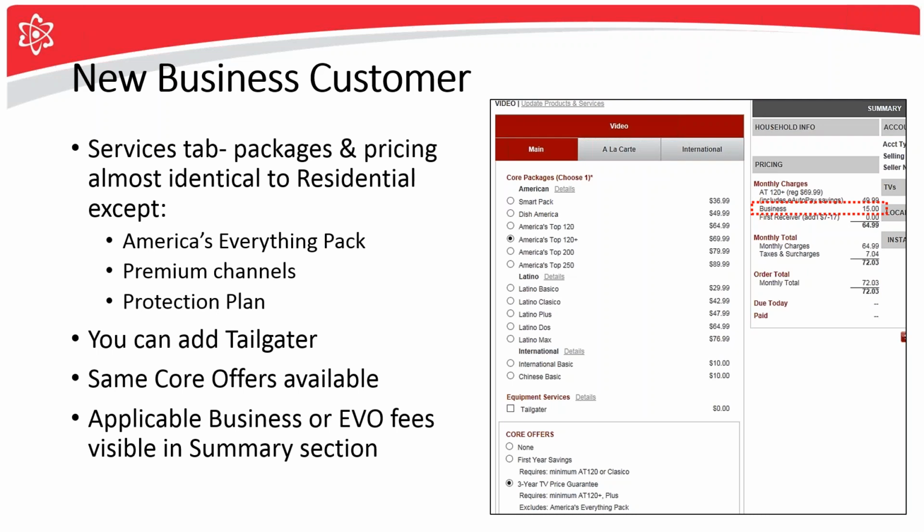You're going to be able to add the protection plan. You're going to see all the different packages. You're going to see the current offers. One thing that you'll notice different will be the fees. You'll notice that fee that's going to be added up in the summary section. So if there's a business fee, you will notice that fee itemized separately for the customer.